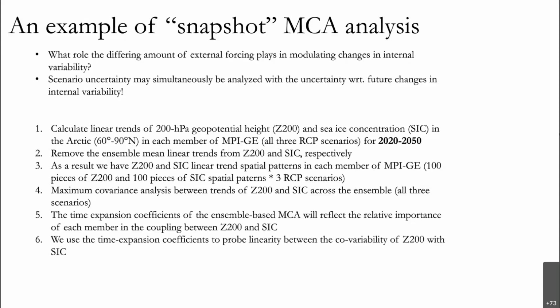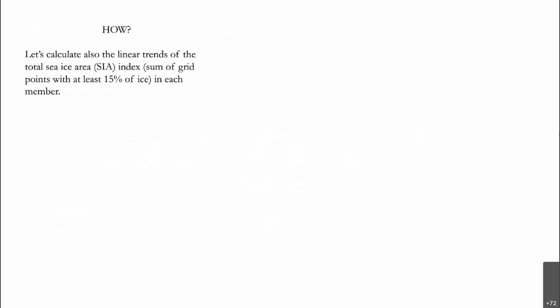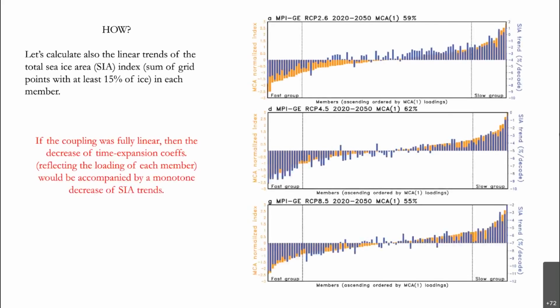And how do we do this? First, let's calculate also the linear trends of the total sea ice area index in each member. I know it's a lot of calculations, I just hope you follow. So we have now in each member the total sea ice area index as well, which is the common definition, the sum of all grid points with at least 15% of ice concentration, and plot it against the time expansion coefficients. And we order it in ascending order by the MCA1 loading, so the time expansion coefficients.